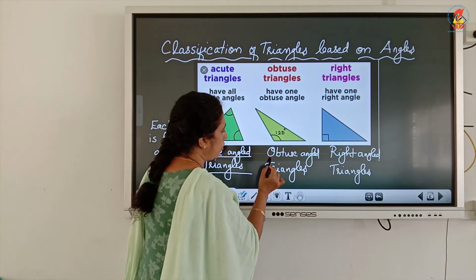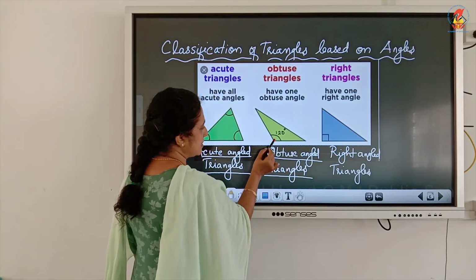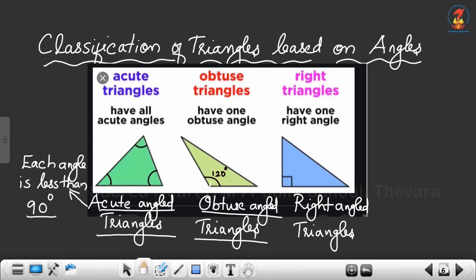Now the second one, obtuse angle triangles. We have three angles, and out of these three angles, if one angle is obtuse, what is meant by an obtuse angle? The measure is greater than 90 degrees. Suppose consider this angle, the measure is 120 degrees. So it is greater than 90 degrees, therefore this angle is obtuse. So we can call it an obtuse angle triangle.